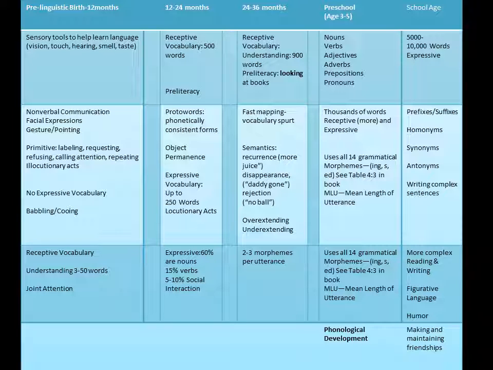Children begin to use reading as a way to improve their oral language. So reading, we know, greatly impacts vocabulary. School-age children begin to use prefixes and suffixes, antonyms and synonyms, homonyms. They begin to understand figurative language, metaphors, similes, idioms. They begin to understand humor. Much more sophisticated language development happens at this age.